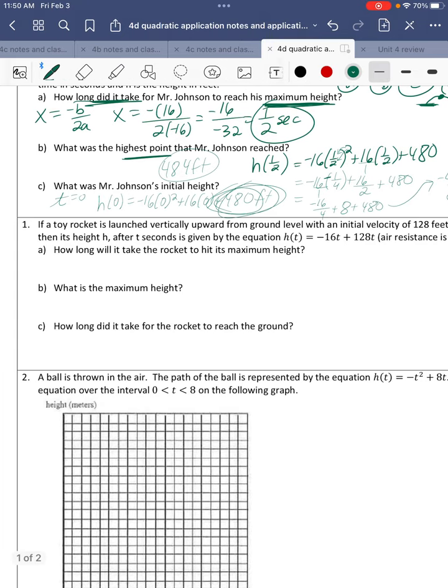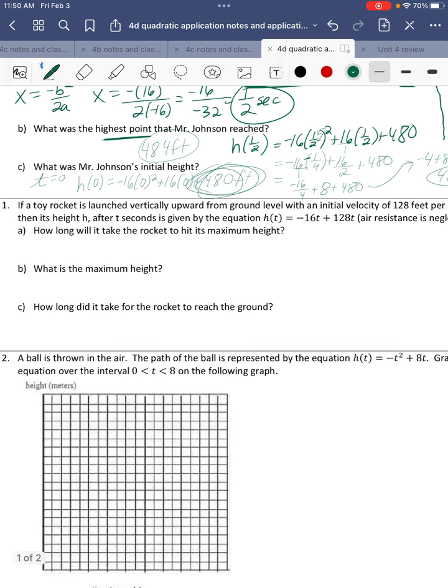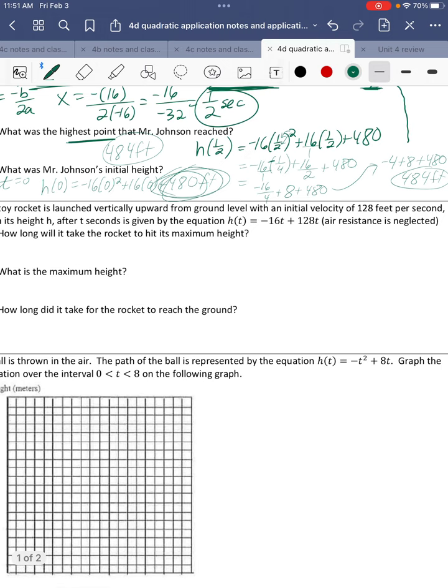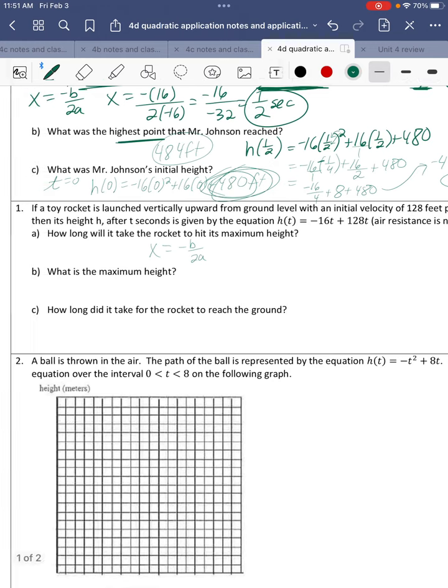All right. So number 1 is very similar to this. I guess we talk about it. I'll work it out. How long will it take the rocket to hit the maximum height? Again, this is going to be your how long. This is the negative b over 2a. What is the maximum height? You're going to substitute the x value in.